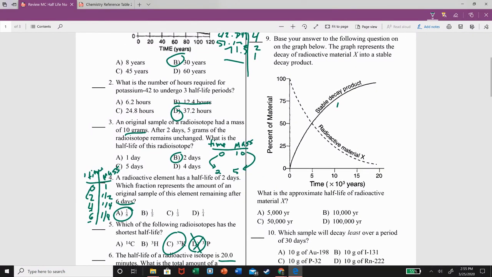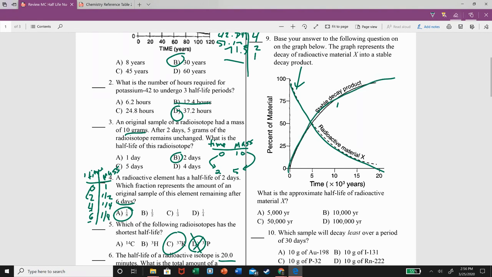So question number 9, base your answer to the following question on the graph below. The graph represents the decay of radioactive material X into a stable decay product. What is the approximate half-life of radioactive material X? So if I look at this graph, the dashed line is showing me the decay, starting off at 100, getting all the way down this curve. So that is my radioactive material, and that's going down. But the decay product, what it's transmuting into, is going up.